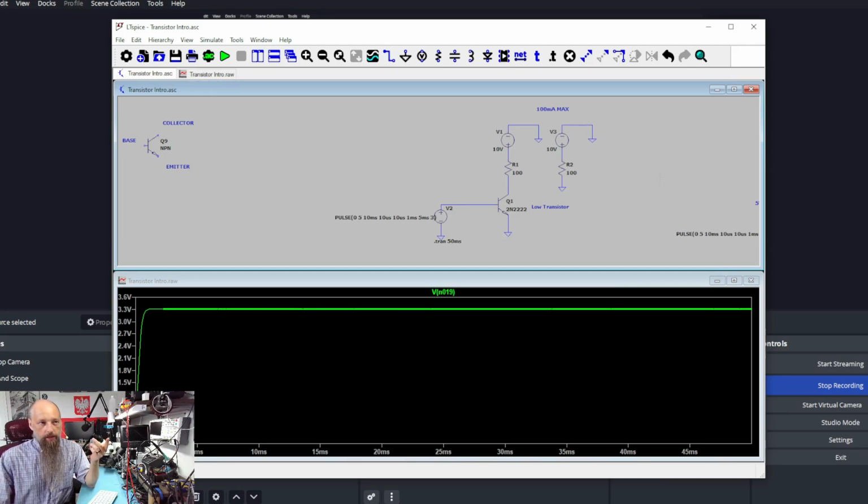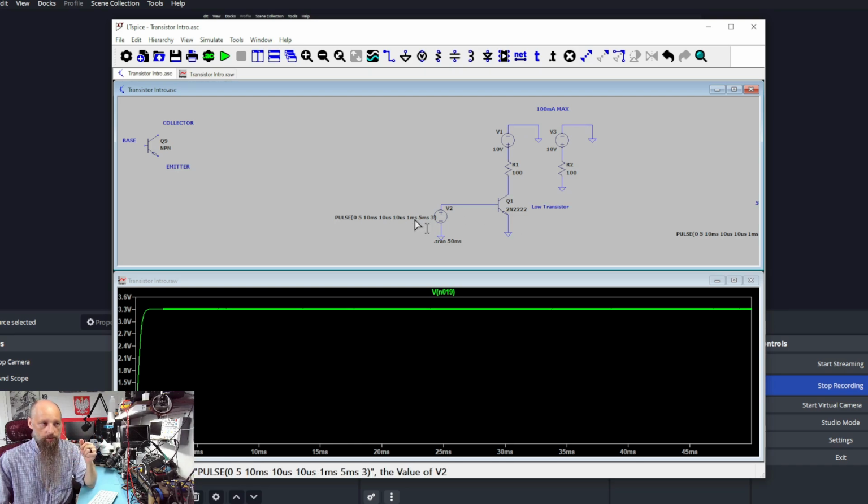As you can see, we have a power source, which is V1, which produces 10 volts. We have a current limiting resistor R1, which value is 100 ohms. And we have our Q1, which is our switch. The switch is turned on by V2, which produces pulses, in this case 3 pulses of 5 volts.